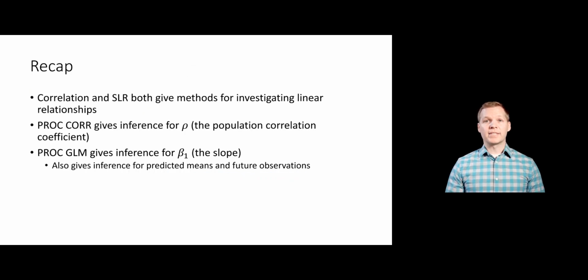Great. So now we can investigate the linear relationship between two numeric variables pretty well. We can either use correlation or simple linear regression. Simple linear regression is a little bit better because it allows us to do this extra bit of prediction that we couldn't do before.